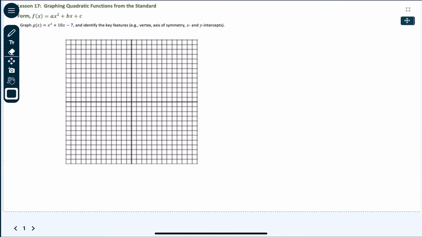Algebra 1, Module 4, Lesson 17, Graphing Quadratic Functions from the Standard Form. Now, there is one thing for sure that you should be able to look at and tell me right now based on the Standard Form. What is it?